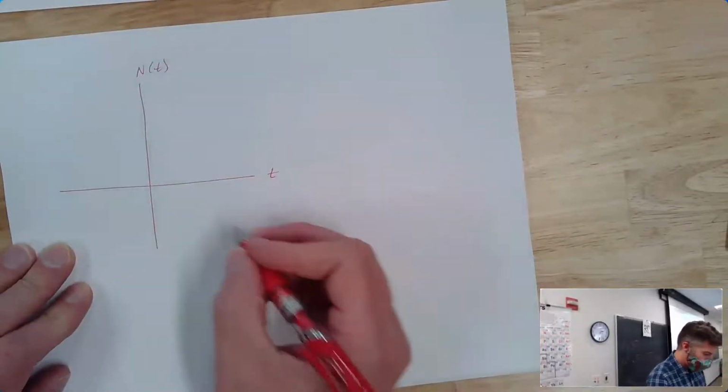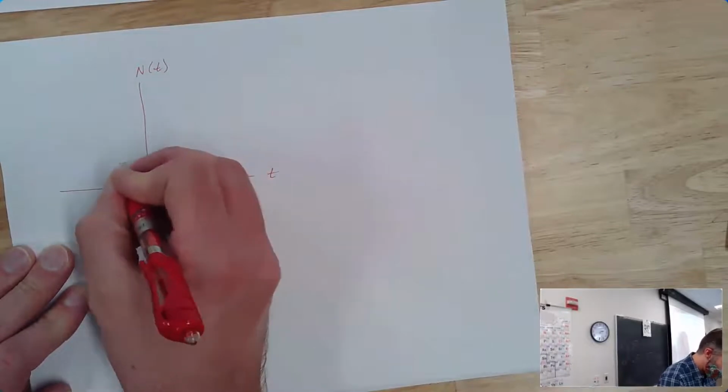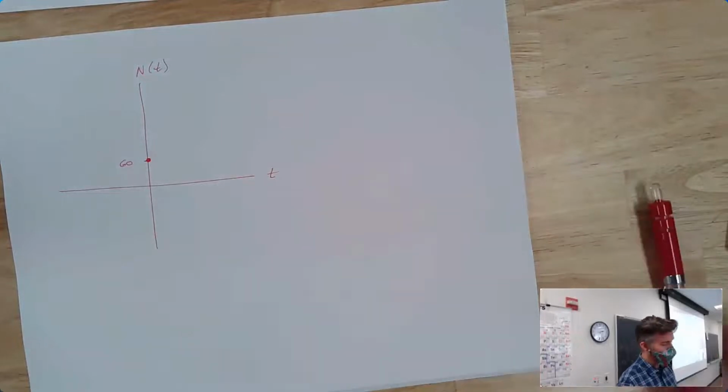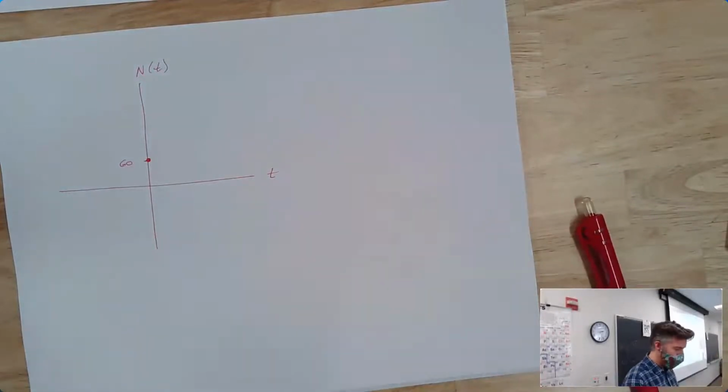well, I know that at time equals 0, I'm going to get 60. And it's exponential. Now, I'm going to cheat a little bit. I'm going to figure out what 10 to the 0.45 is just because I would like to know. Not that it really matters.